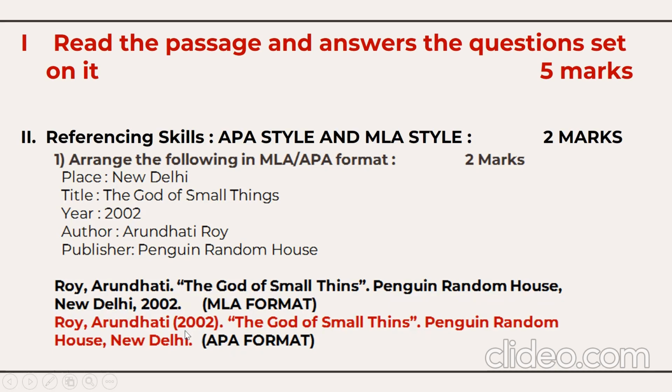In the APA format, the year of publication will appear right next to the first name of the author or before the name of the book. Any format you can opt, you'll be getting 2 marks here. Be careful as far as the punctuation is concerned. If you make any mistake in the punctuation marks, you will get very few marks here. So that's for referencing skills.